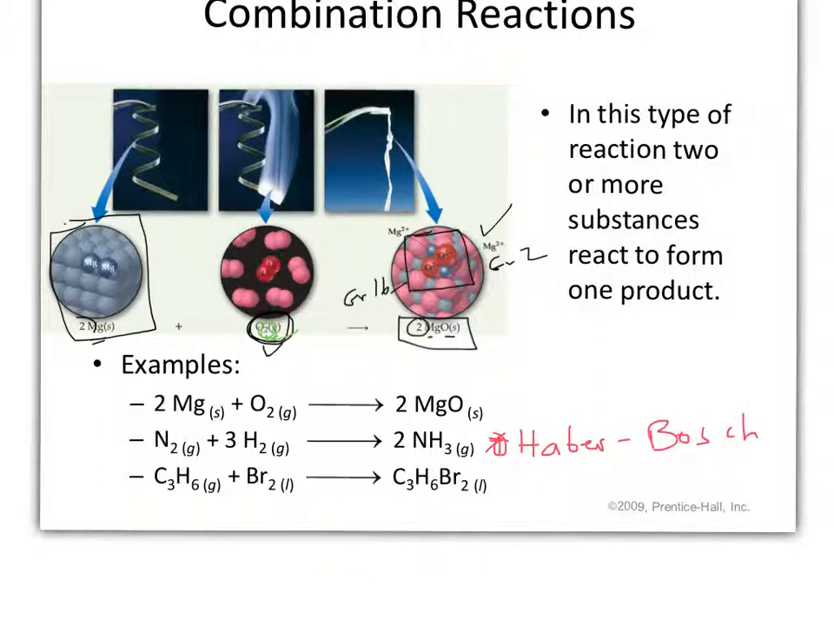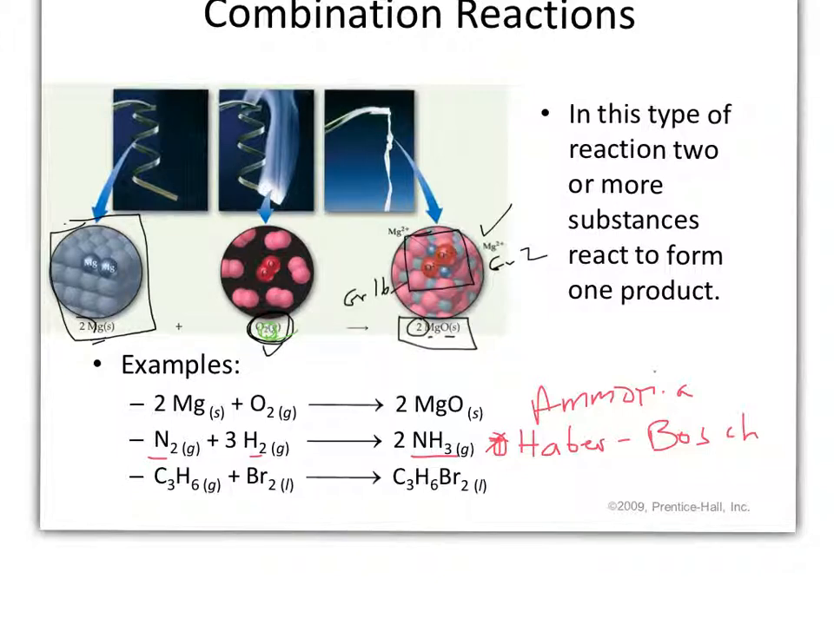You have to know this process. This is the combination of nitrogen gas and hydrogen gas to form ammonia. Okay, again, this is the production of ammonia. And if you don't know what ammonia is, go to your cleaning products in your household and you will definitely find ammonia on there. Again, this is a very, very, very important one we're going to spend a lot of time talking about.